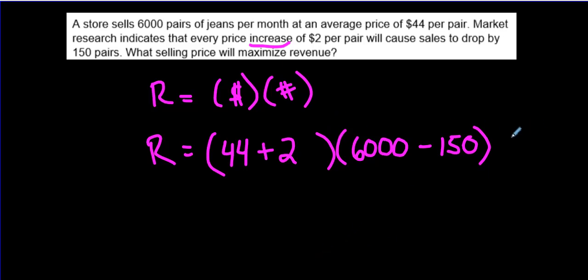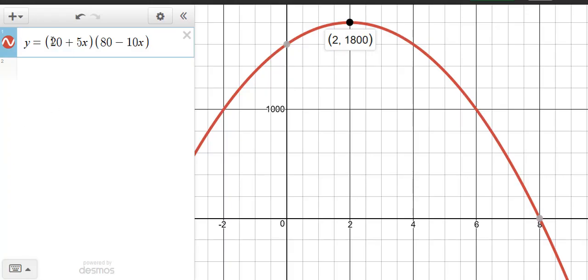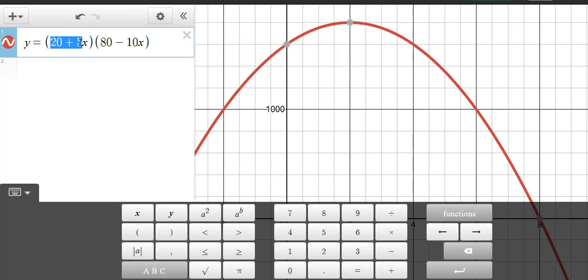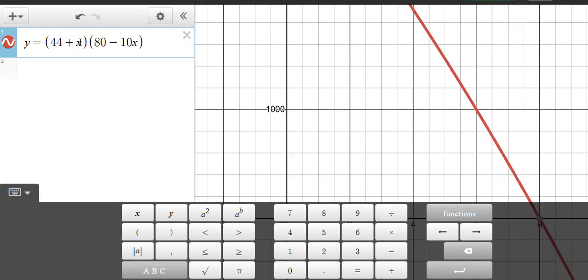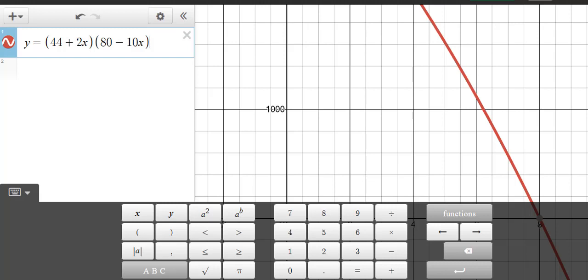Okay? Now, I didn't leave a lot of space there, but remember, we're going to talk about price increase here. So X will be the number of increases in price. I'm going to write the X there and right there, just like the other question. Now if I were to graph this using Desmos, 44 plus 2x, let's type that in. Then over here we have 6,000 minus 150x.